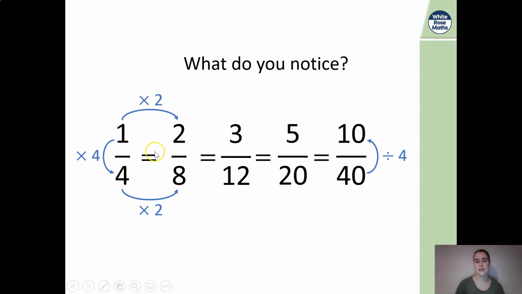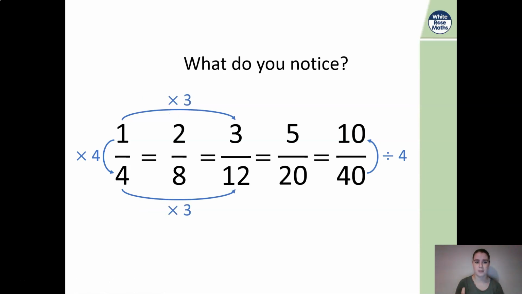Now, I then need to think, well, if I started with a quarter, how did I then get to 3/12? So now I need to think, well, how did I get from 4 to 12? Well, let's count. 4, 8, 12. Well, I multiplied that one by 3. Now, whatever I do to the denominator, I do to the numerator. Good. So if I multiplied the denominator by 3, I multiply the numerator by 3. So 1 times 3 is 3.